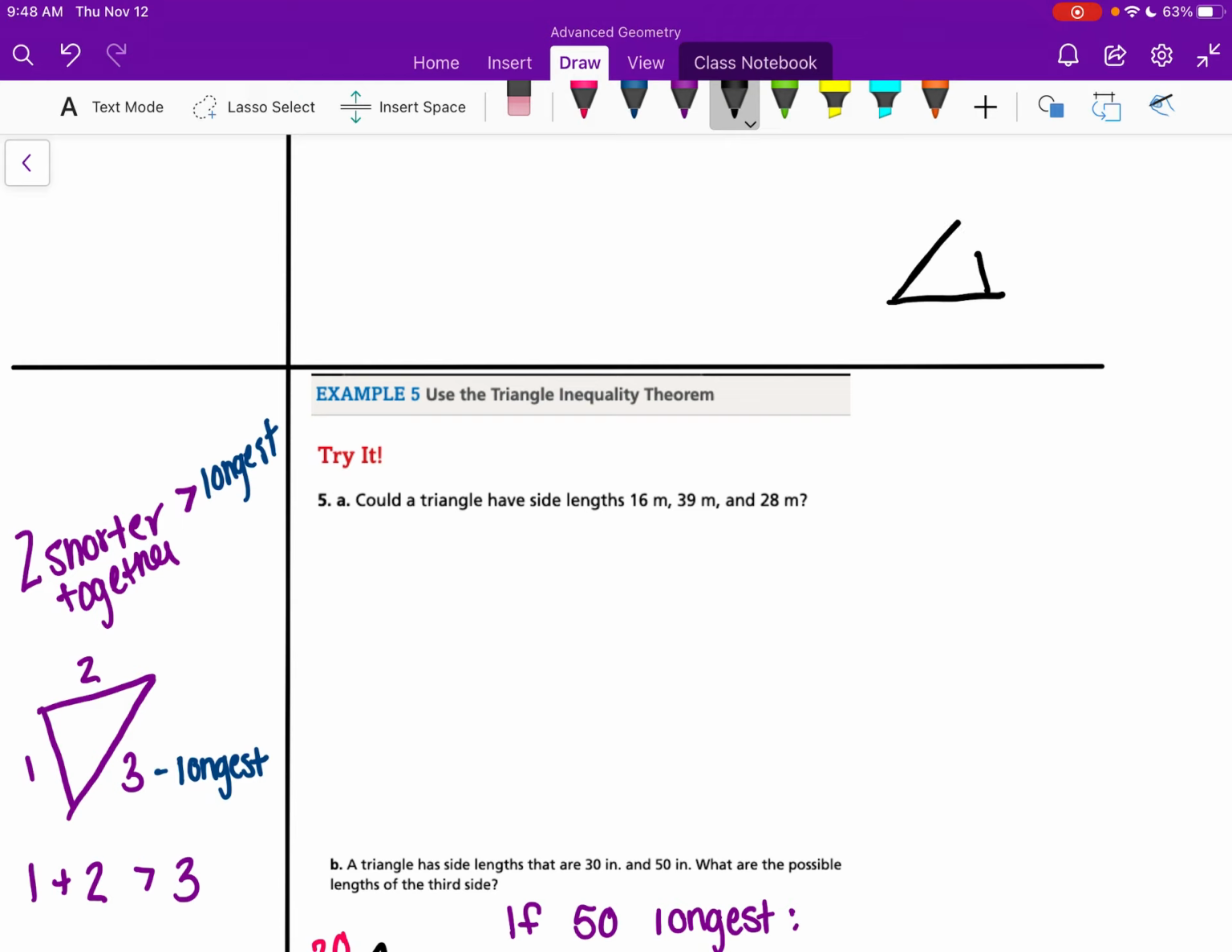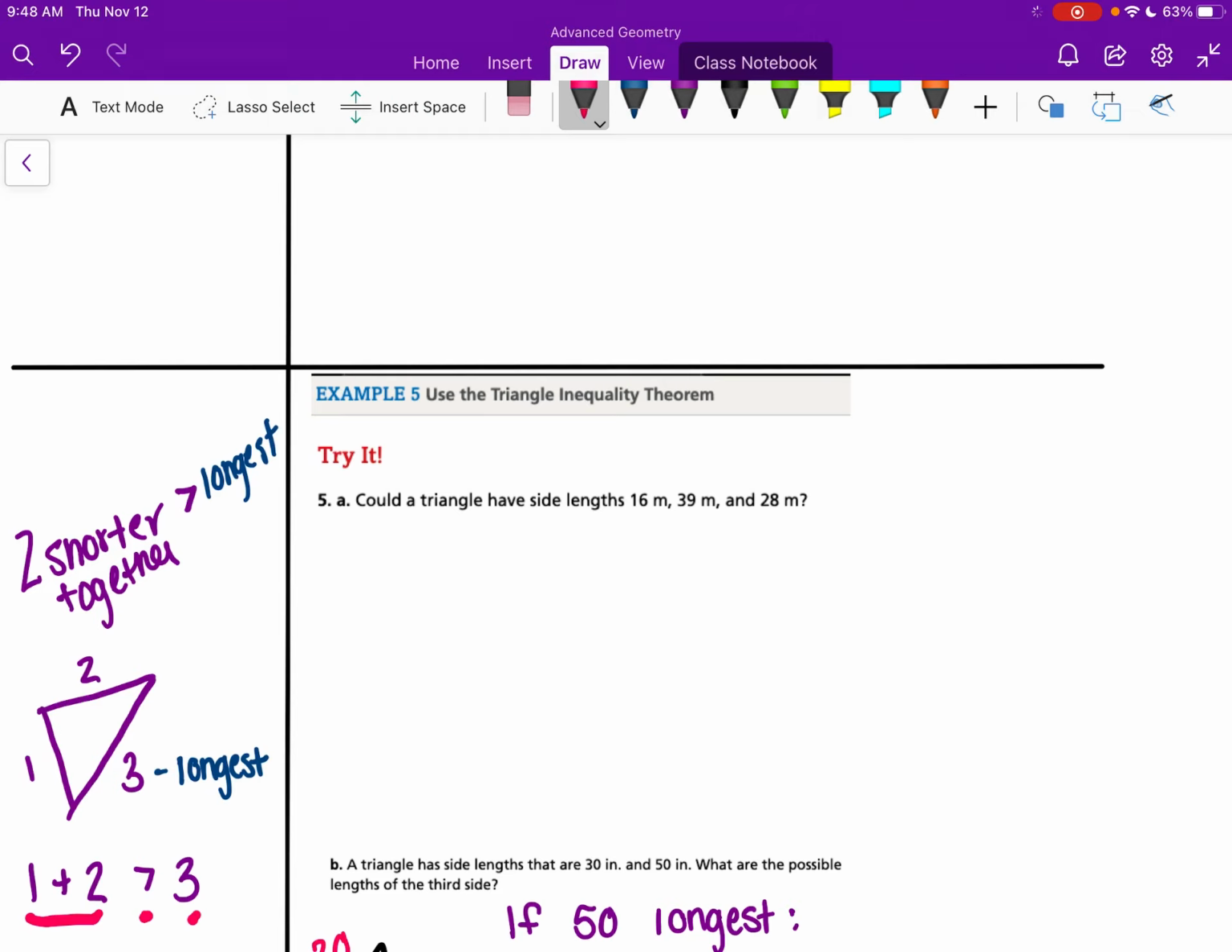So these two together have to be longer than this one in order for us to actually be able to create a triangle. And I've kind of put it out for you in an inequality-like equation term: 1 plus 2, being the two shorter, have to be greater than the longest one. So 5a says, could a triangle have side lengths of 16, 39, and 28 meters? And so that's asking us, hey, can this actually be a triangle?